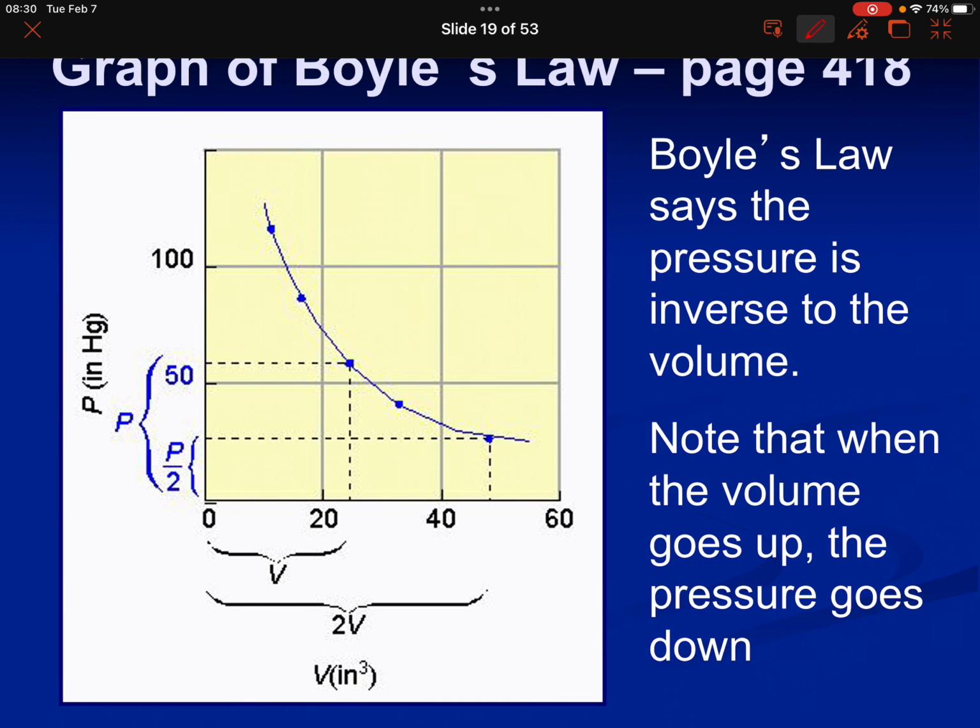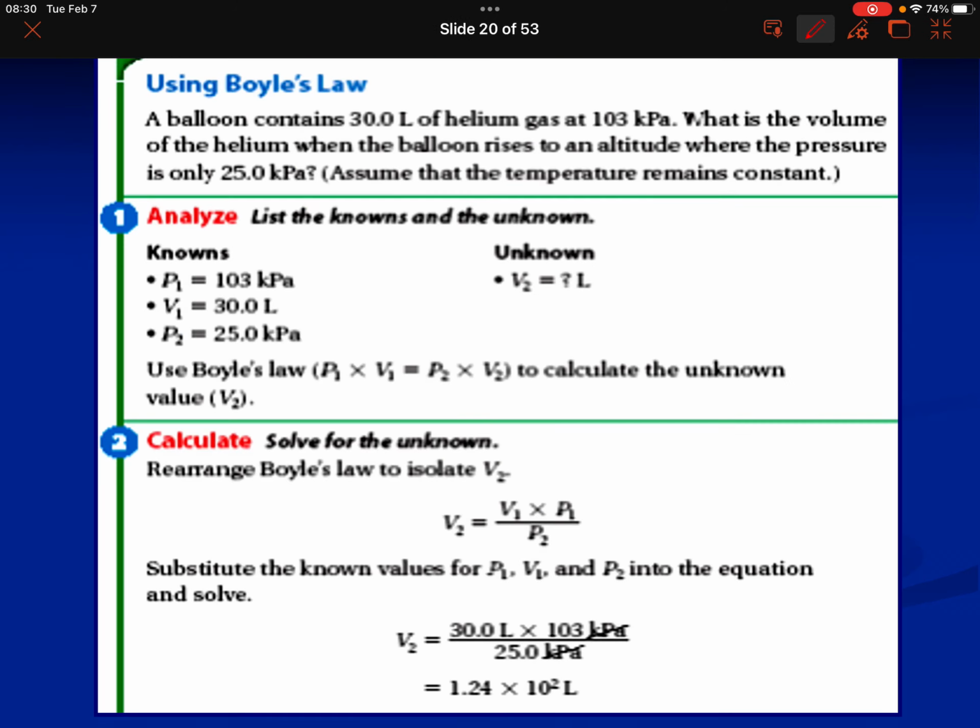Since this is an indirect or inverse relationship, please note the shape of the curve. And please note that we've got volume on our x-axis. We have pressure. This happens to be inches of mercury on the right column. So that's Boyle's law. It says pressure is inverse to volume. And as pressure goes up, volume goes down. Or as volume goes up, pressure goes down.